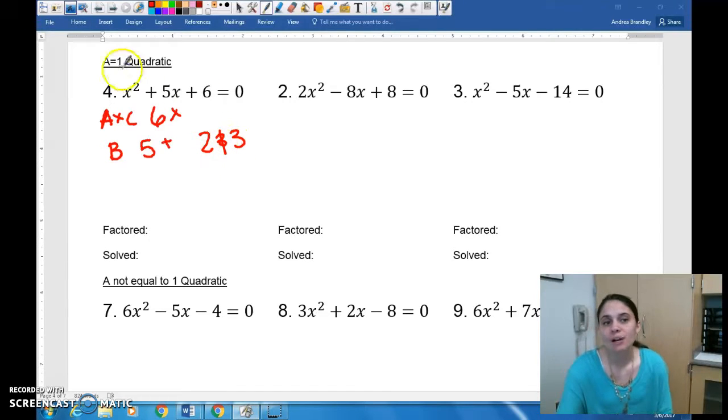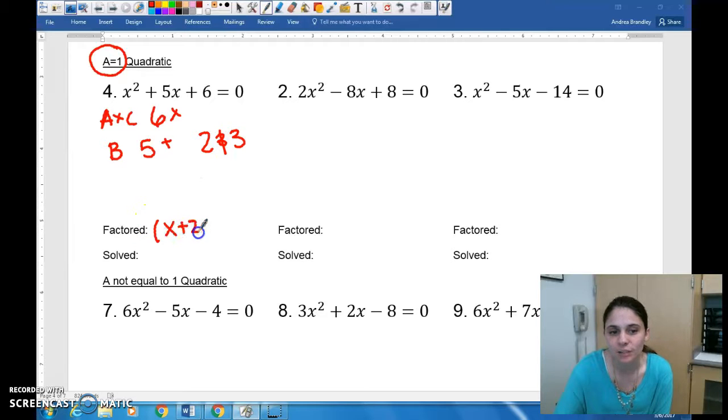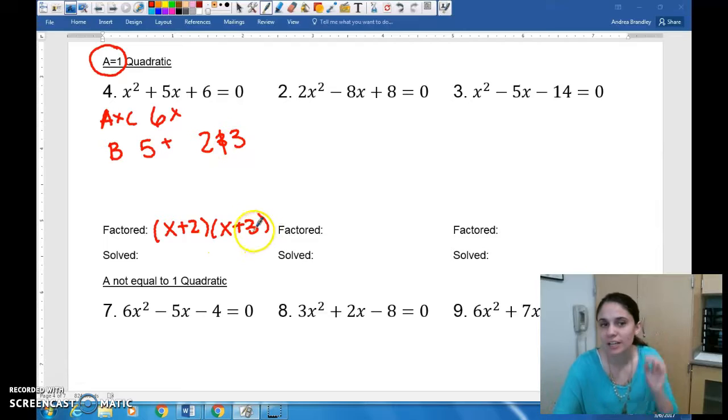So the cool thing about when a is equal to 1 is this pretty much gives me my answer. When I put this in factored form, it's going to be x plus 2 times x plus 3. And if this were a negative 2, it would be x minus 2. And if it's a negative 3, it would be x minus 3. So you can kind of skip some steps when your a is equal to 1, which comes in really handy.